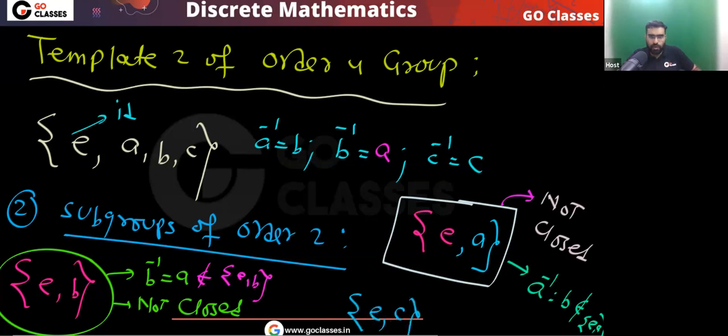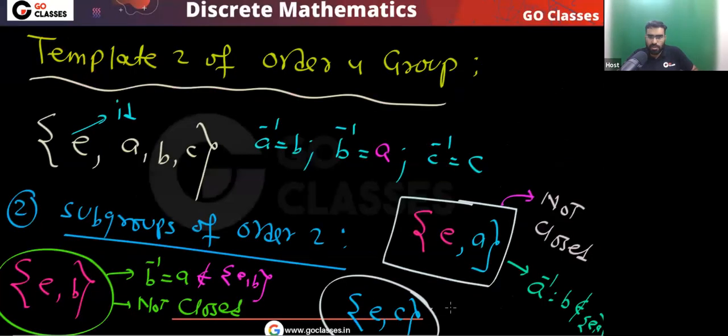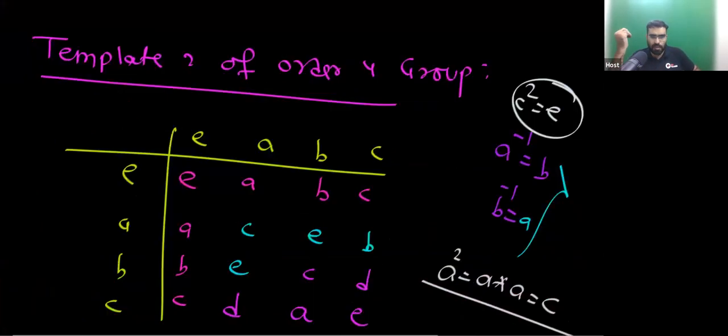What about E comma C? Is this closed? What is C square? Let's check. C square is E. Yes, so this is closed. Very good. Every other property is also satisfied: the inverse property is satisfied, and the identity element is here. So how many subgroups of order 2 for this template 2 of order 4 group? Please tell me.